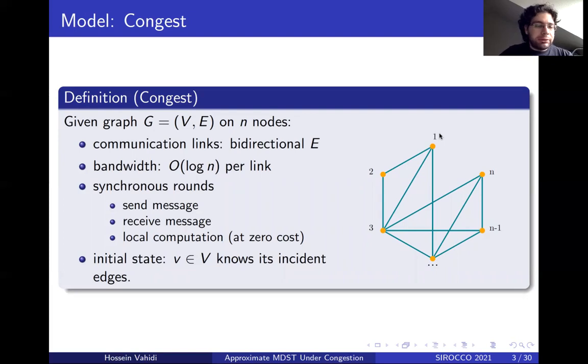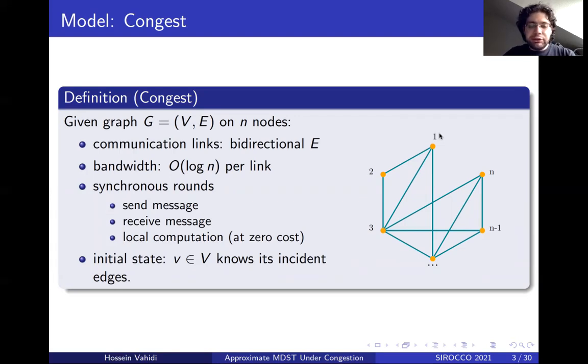The Congest model goes in synchronous rounds. Each round, nodes send messages, receive messages, and do local computation at zero cost, which means that they can even solve NP-hard problems. We do not care about that kind of complexity here. We care about round complexity, which is the maximum number of rounds that it takes for an algorithm to finish.